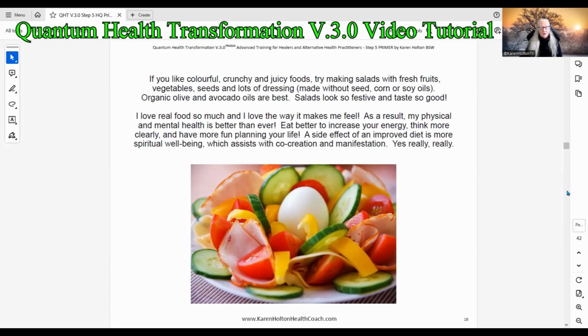Eat better to increase your energy, think more clearly, and have more fun planning your life. A side effect of an improved diet is more spiritual well-being, which assists with co-creation and manifestation. Yes, really, really.